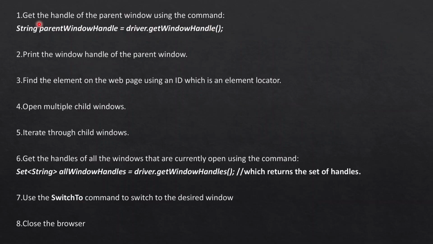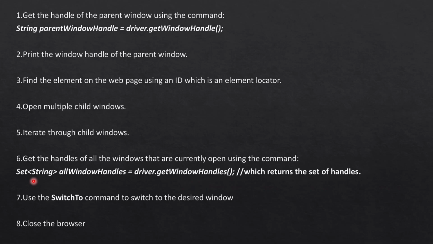The steps are similar to the test cases that we executed, that is, get the handle of the parent window by using the command driver.getWindowHandle, print the parent window, then find the element. We found the element through XPath, so you can use any of the element locators. Now open multiple child windows, iterate through the child windows. We use the for loop for this. Now get the handles of all the windows that are currently open using the command driver.getWindowHandles, which returns the Set.